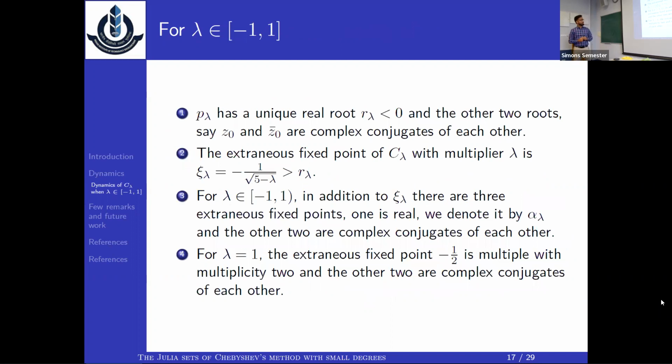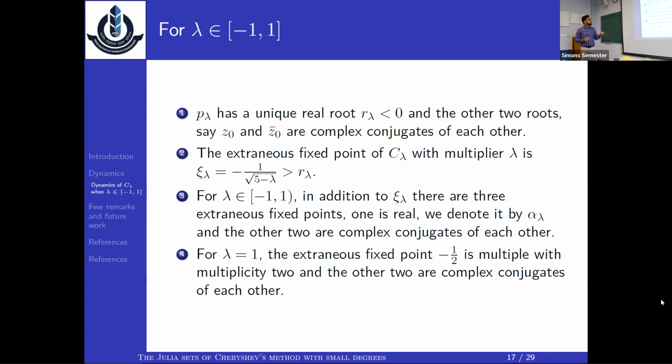Now consider the parameter within the interval minus 1 to 1. So we are going to consider the extraneous fixed point either attracting or parabolic. In this case, the coefficients of the polynomial are all real. Actually, it will have exactly one real root, say r lambda, and two complex conjugate roots, z0 and z0 bar. And the extraneous fixed point xi lambda is also real.